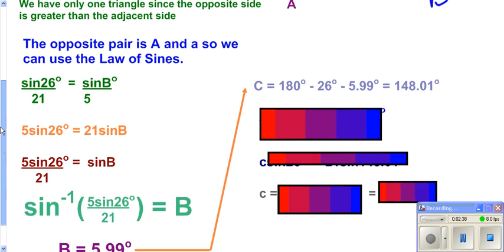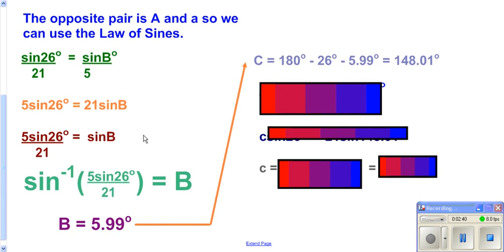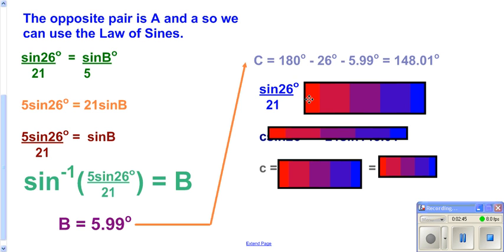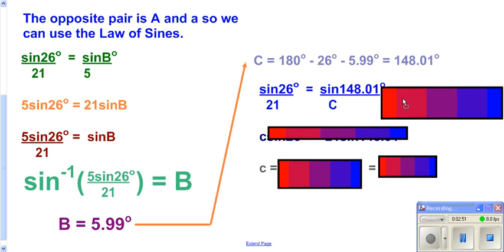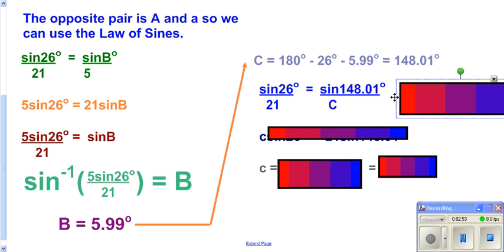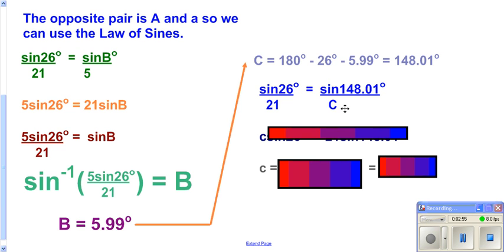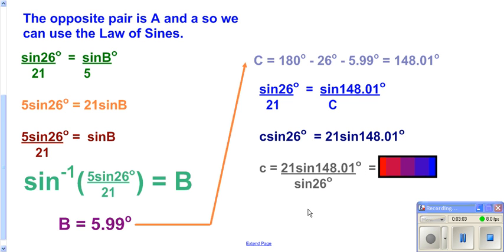So now we can go ahead and figure out side C. Once again, we're going to start off with our given information, our opposite pair, equals, and then in this case we'll go with the sine of our angle over the side that we're looking for, and this is a lowercase c. So now we want to cross multiply. Then we want to get c by itself, get rid of the sine of 26. This is our calculator ready form. We type it in and we get our decimal approximation.